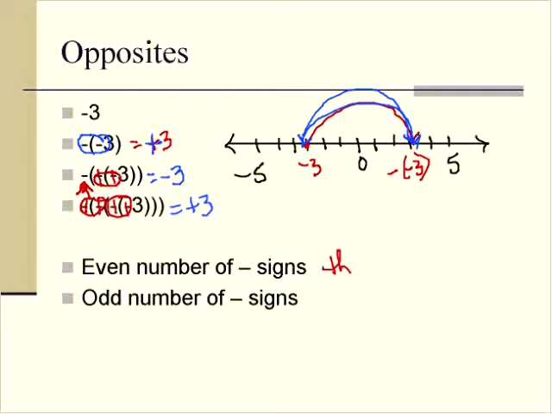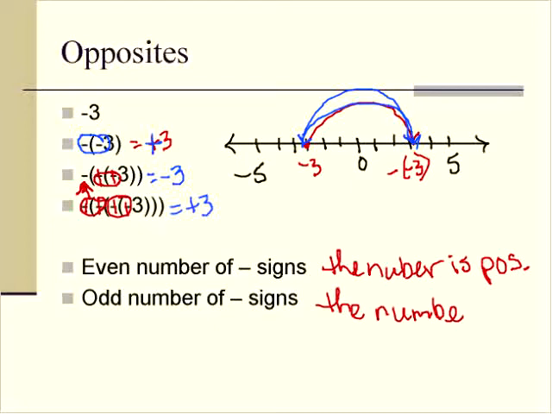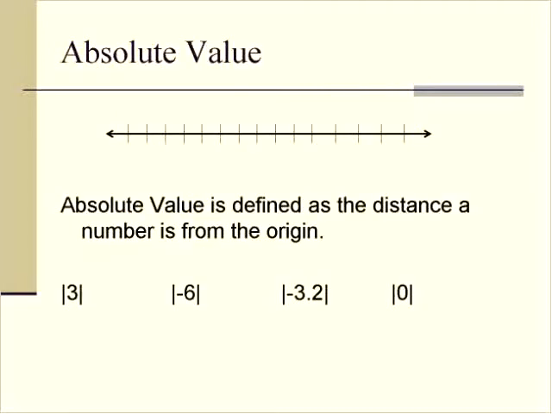So an even number of negative signs, the number is positive. An odd number of negative signs, the number is negative. Well, that's about all there is to that.